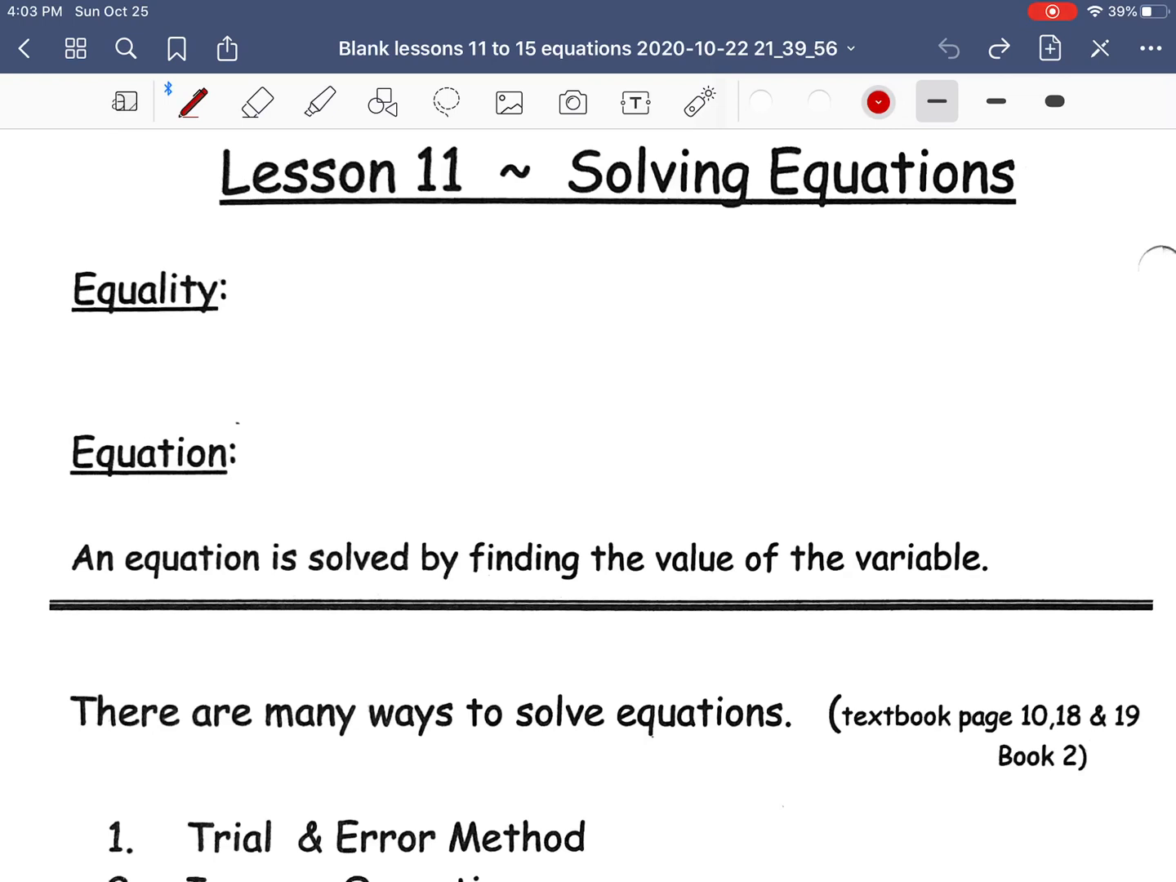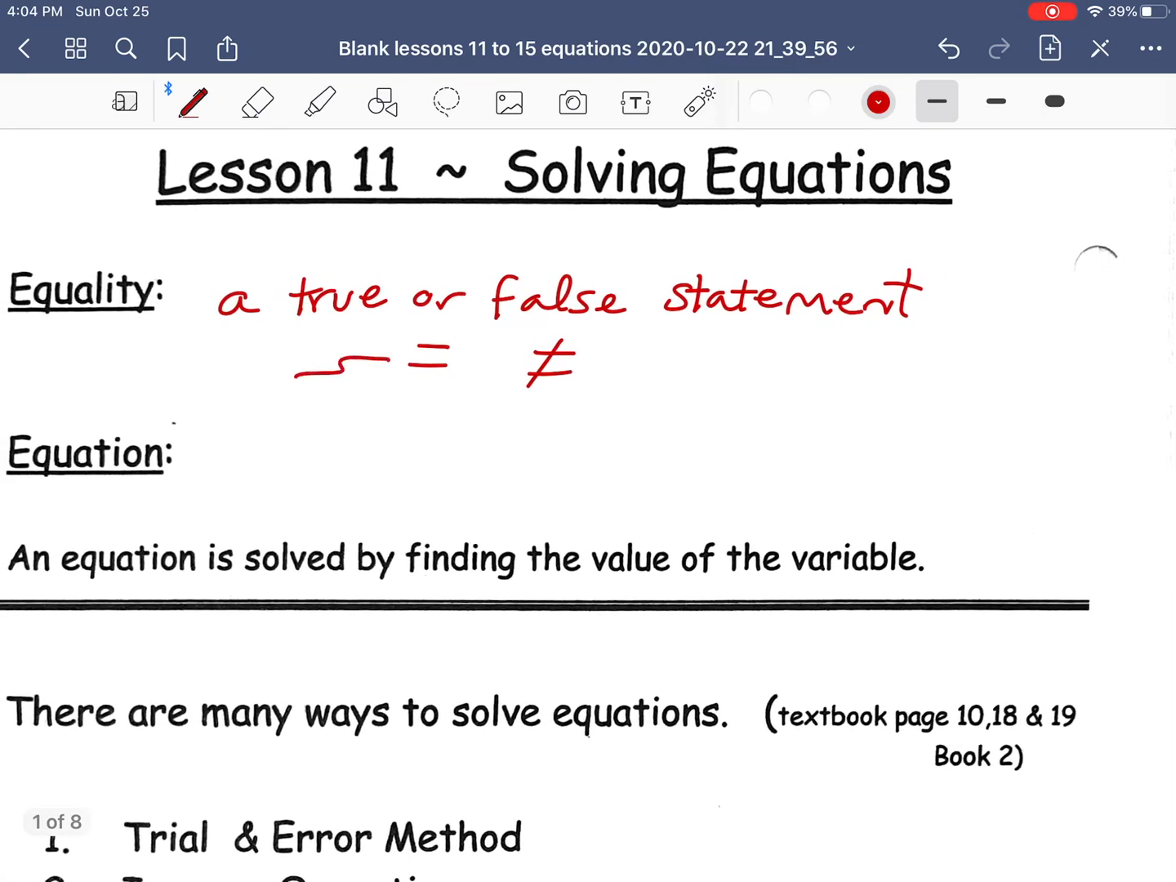So if I look at the word equality, that just means a true or false statement. It means equal or not equal to. We are focusing on the one that involves the equal sign, which gives our equation, meaning this side is equal to this side of the equation, and we're going to work on that.